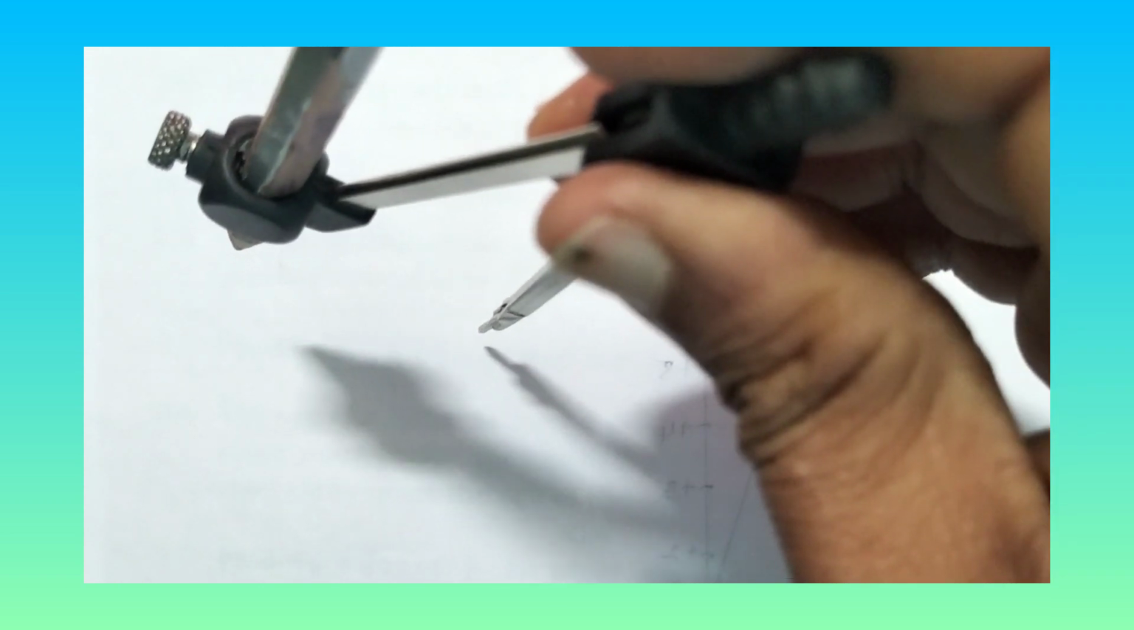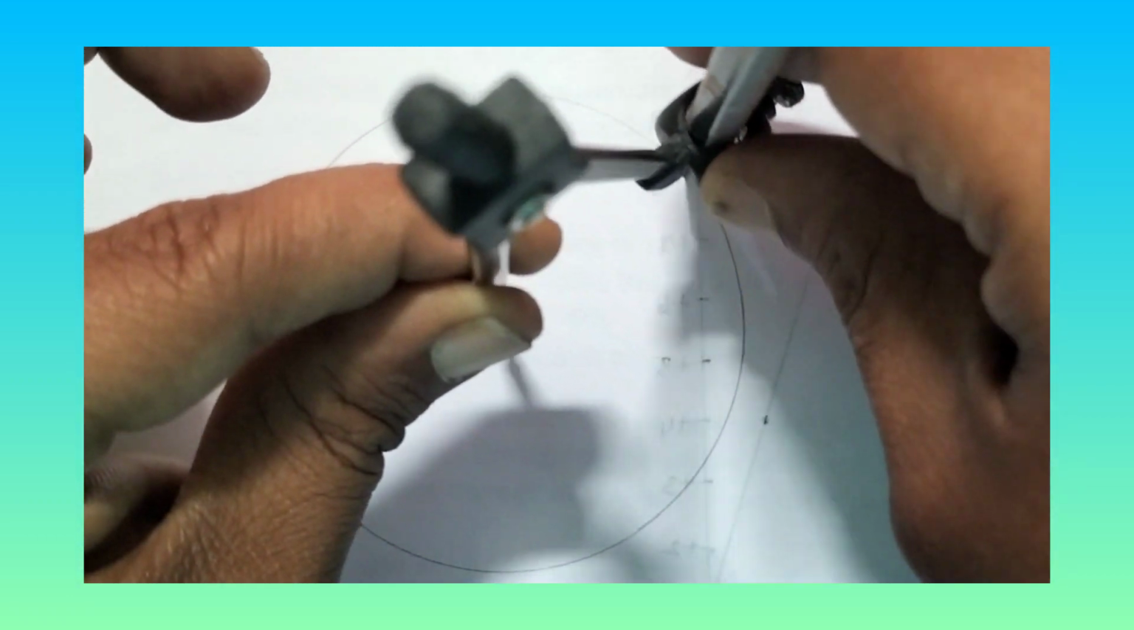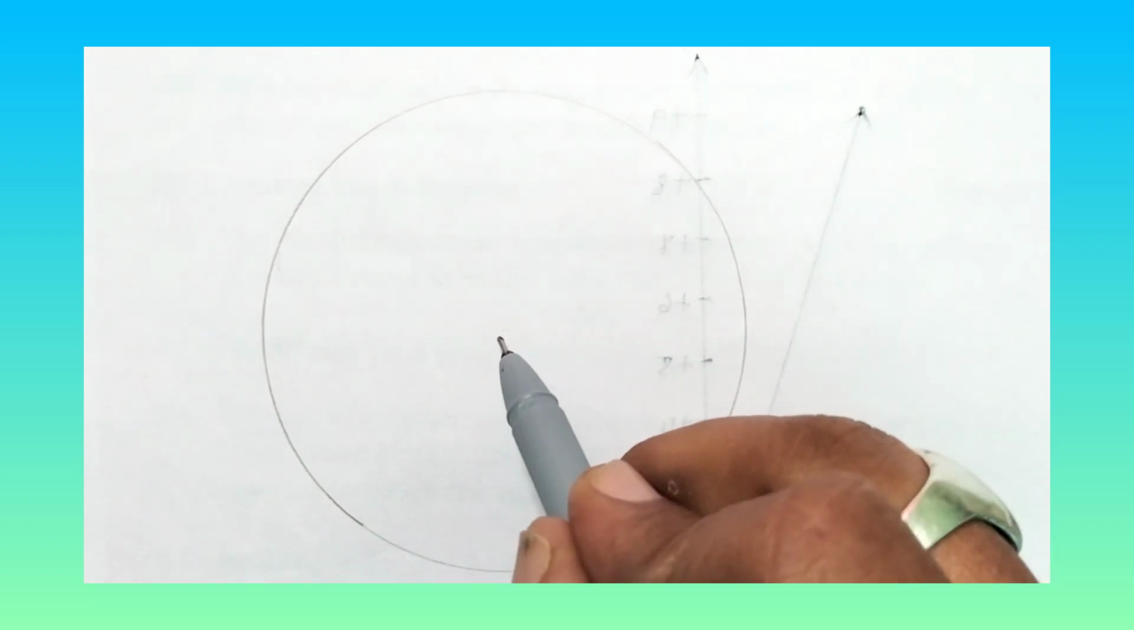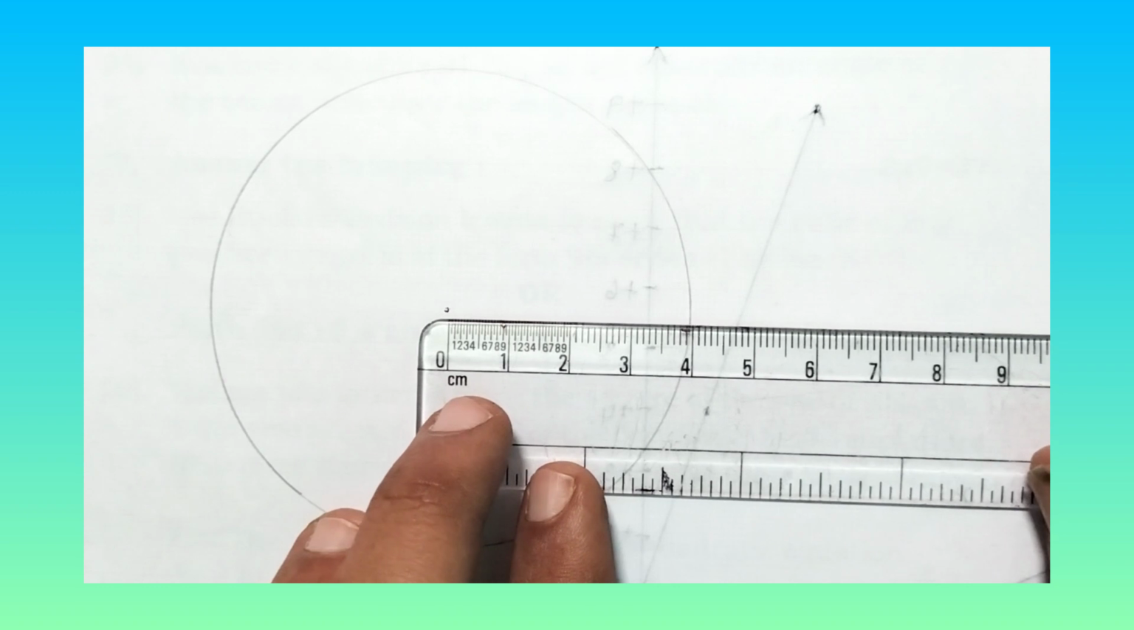First let us draw a circle whose radius is 4 centimeter. Draw a circle of radius 4 centimeter. From this circle, a point is an external point, it will be 9 centimeter away from the center.